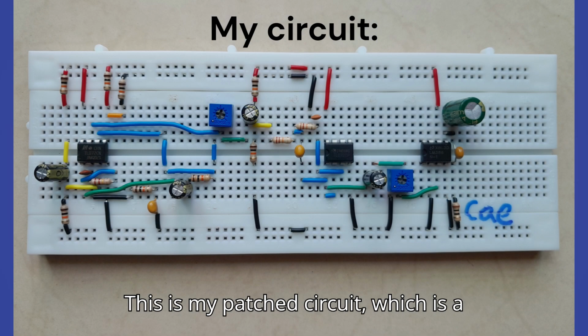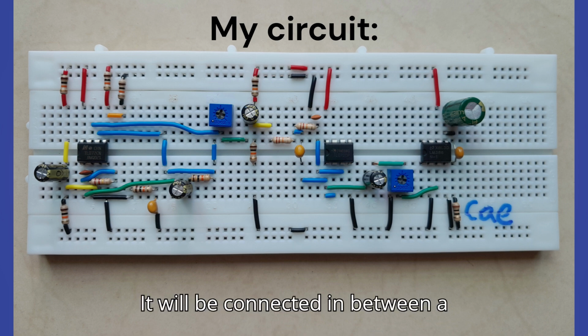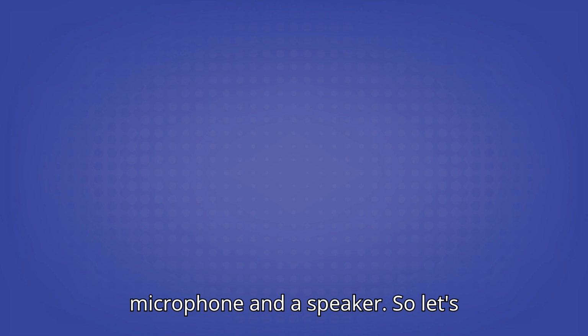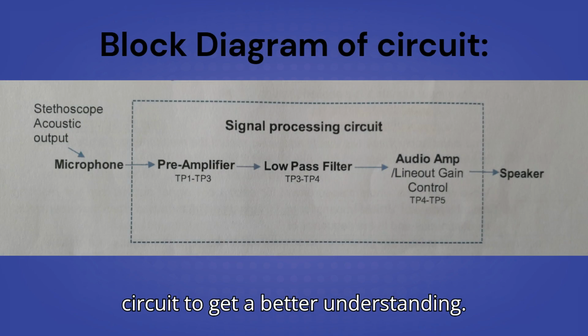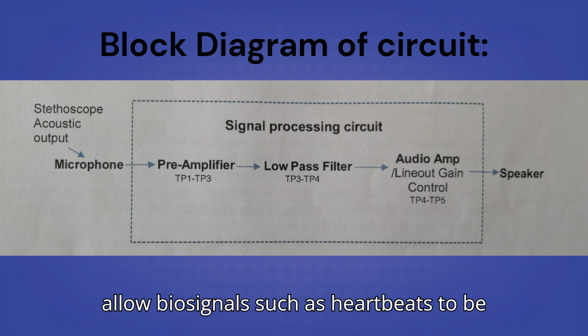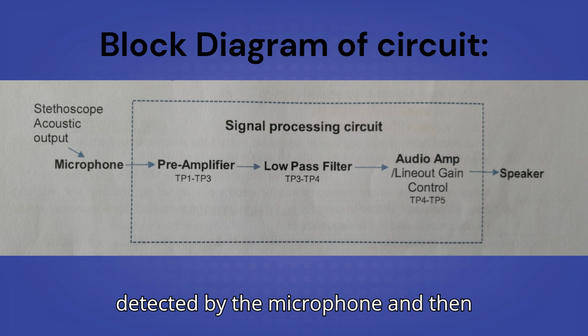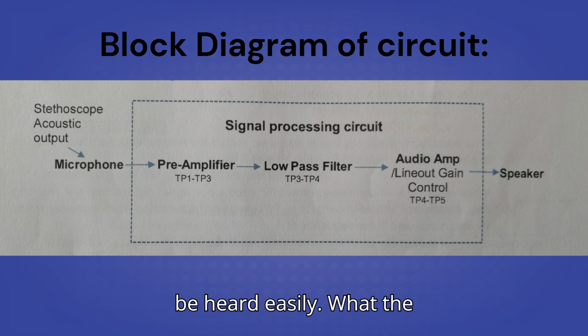This is my patch circuit, which is a biosignal processing circuit. It will be connected in between a microphone and a speaker. So let's take a look at the block diagram of this circuit to get a better understanding. The whole idea of this circuit is to allow biosignals, such as heartbeats, to be detected by the microphone and then broadcasted by the speaker so that it can be heard easily.